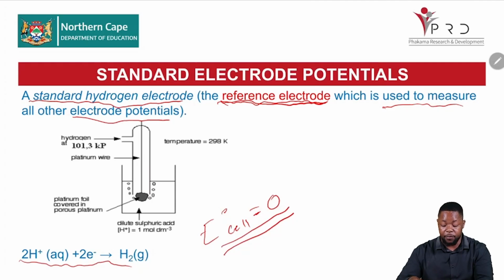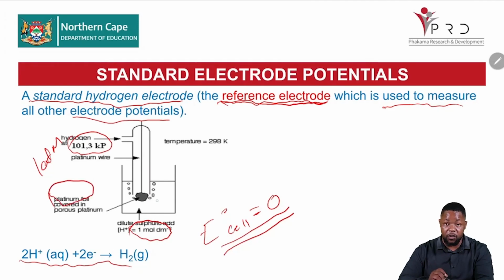So the standard hydrogen potential has a value of 0, and it is a reference electrode from which all the others were measured. The pressure is 1 atmosphere, 1 atm, or 101.3 kilopascals. The standard concentration of 1 mole per decimeter cubed was used. The platinum, remember the platinum, hydrogen is not the metal. The platinum is used as the inert electrode to conduct the electricity or to allow the electrons to flow. And the temperature, remember, there's a standard temperature of 298 kelvins or 25 degrees Celsius.